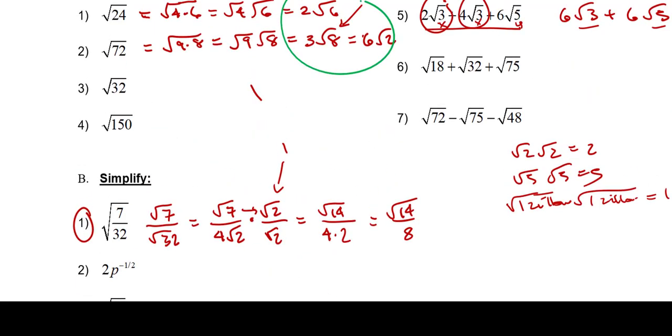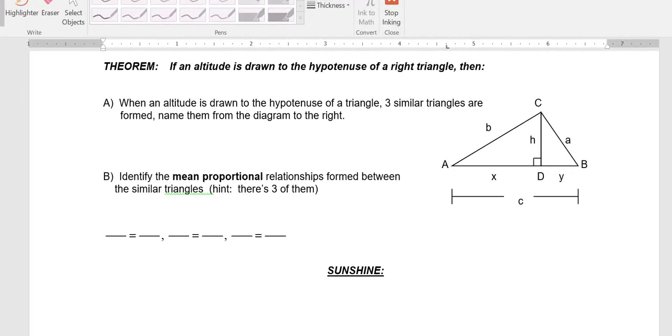Okay, let's move on to the next page. So this is the main theorem from this section. Basically, whenever you have a situation like this, you have a right triangle. So this is a big right triangle with an altitude drawn to the hypotenuse of the right triangle. So here's the altitude drawn to the hypotenuse. So whenever I have this situation, as I mentioned on the front side, there's going to be 3 similar triangles formed. There's going to be the big triangle, so triangle ABC.